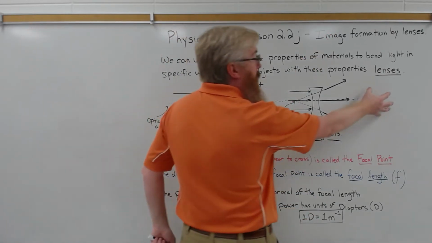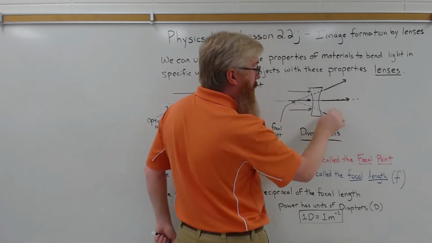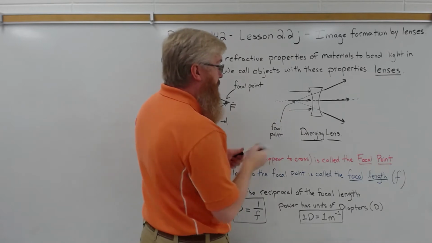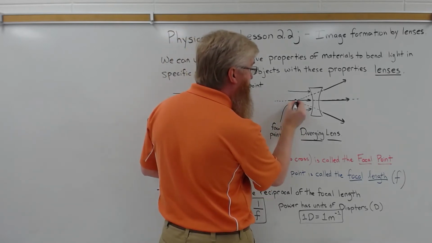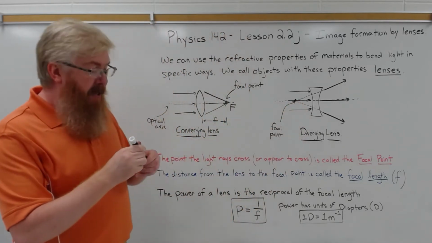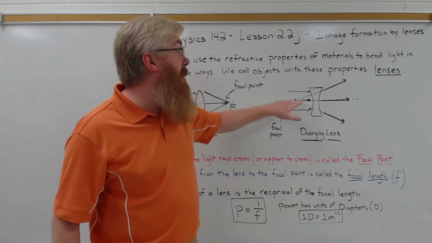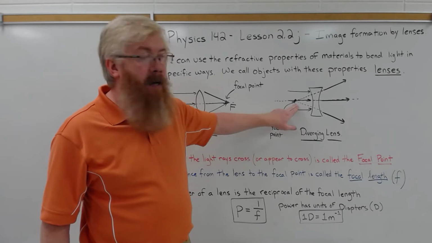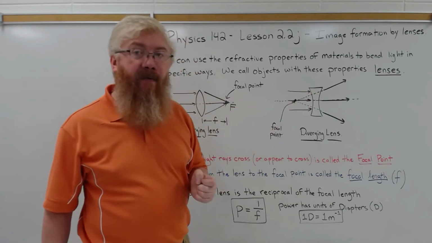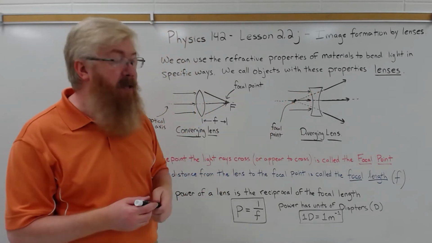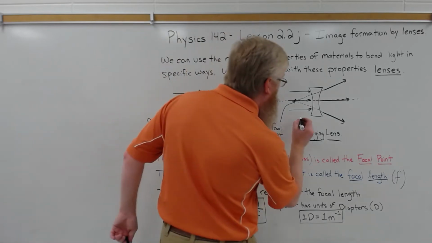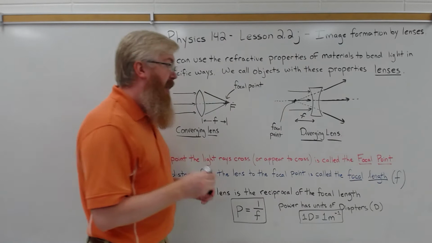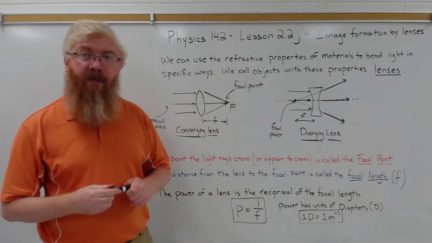Well, if you're looking over here, these rays of light all seem to emanate from the same point. So this would be the focal point of the diverging lens. Notice that the rays don't really go, the middle one does, but the other rays really don't go through that focal point. They just appear to emanate from that focal point, and that's true for a diverging lens. And then the focal length, again, is the distance of that focal point from the lens itself.